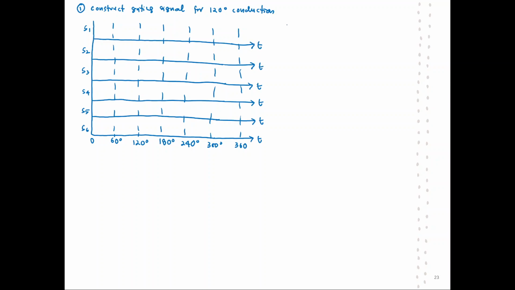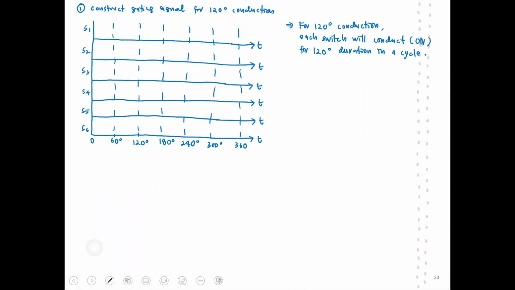Alright. So for 120-degree conduction, each switch will conduct or turn on for 120-degree duration in a cycle. We will start with S1 first. S1 will start to conduct from 0 until 120. When it reaches 120, which is already the full conduction, it will be turned off, and then it will turn on again in the next cycle.